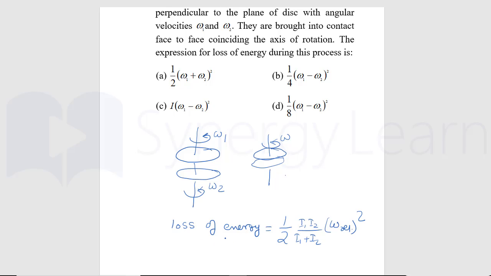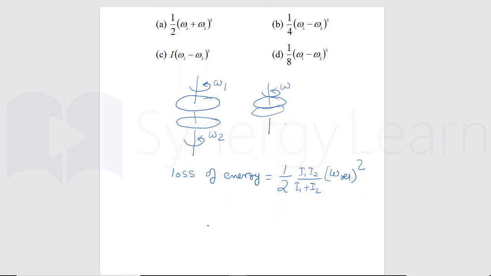The reduced mass concept videos can be seen on this channel to understand these cases. So substituting here the values, loss of energy is half, since both the moment of inertias are same, so I square by 2I, and relative angular velocity is omega 1 minus omega 2, so omega 1 minus omega 2 squared. So what we have here is 1 by 4 omega 1 minus omega 2 whole square. So the second option is correct.